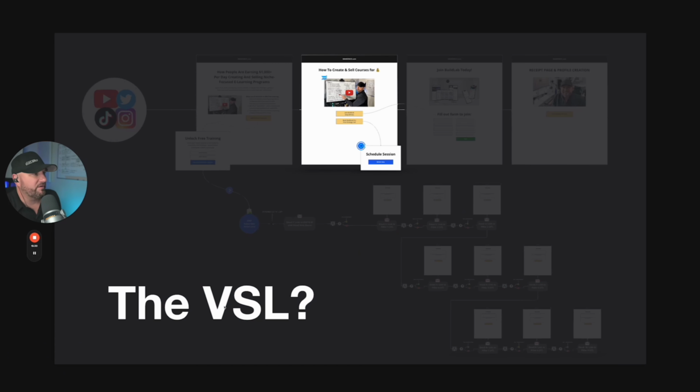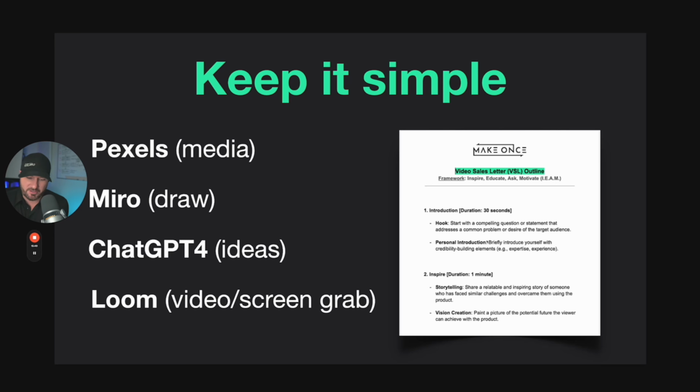Next, your VSL. So you need something to sell that offer now. Now that we know what the offer is, we need to create a sales video to sell it. So what do we do there? I created a video sales letter outline. It's a simple one. This is a very quick video, and it's down in the resources section, but let's look at it real quick. Okay, so you've got an introduction hook.